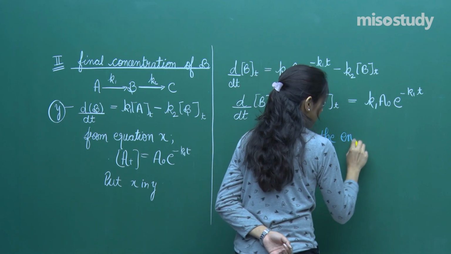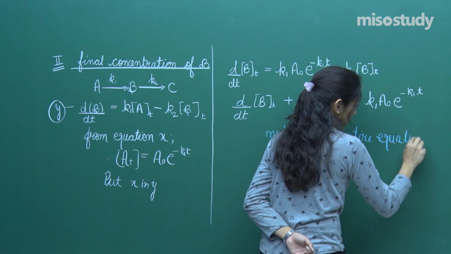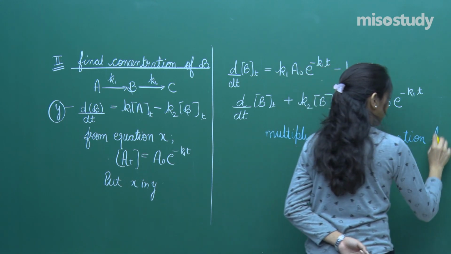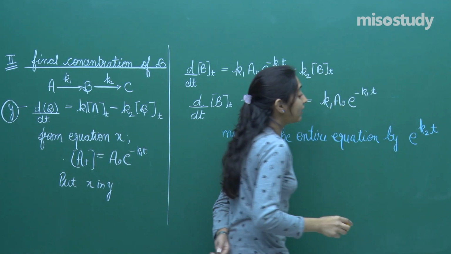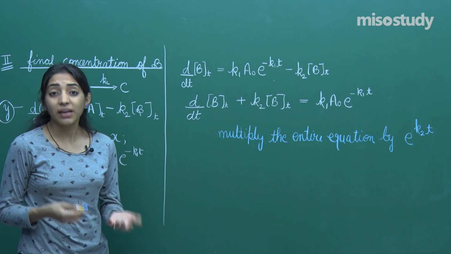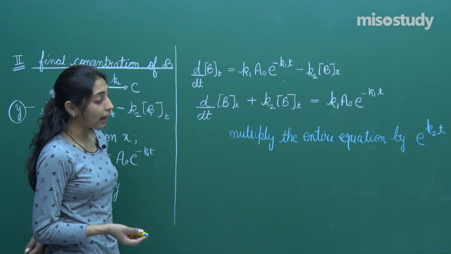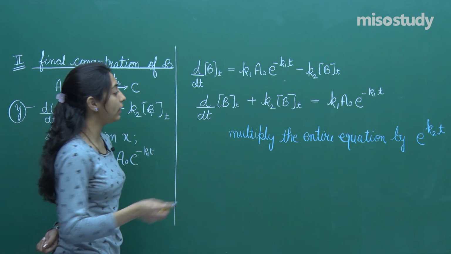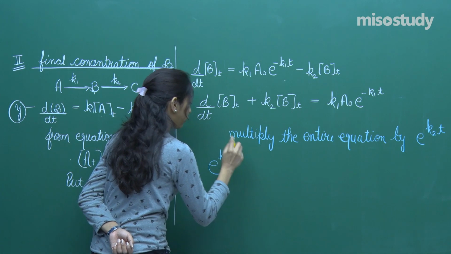Okay. But right now what I'll ask you is to multiply the entire equation by e raised to the power k2t, and let us see when we multiply this complete equation with e raised to the power k2t, some special results we will be getting or not. So simply on multiplying the entire equation by e raised to the power k2t, let's see what we will be getting.